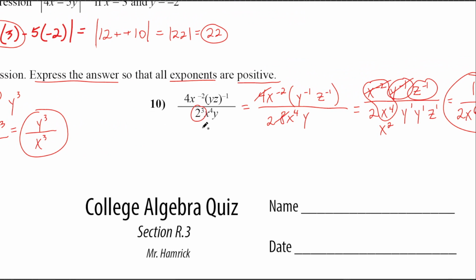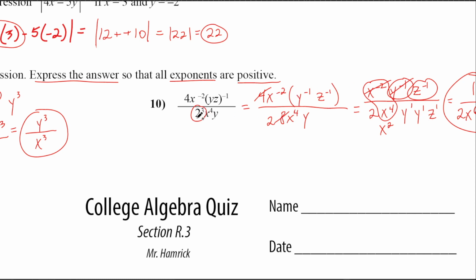So let's take a look at this. Again, we got to make sure all the exponents are positive. So what I did is I just wrote out the top, 4x to the negative second, and then this parentheses is being taken to the negative first power. So I just took y to the negative first, then I took z to the negative first. They're all being multiplied. All right, and then I don't mess with that until the next step.